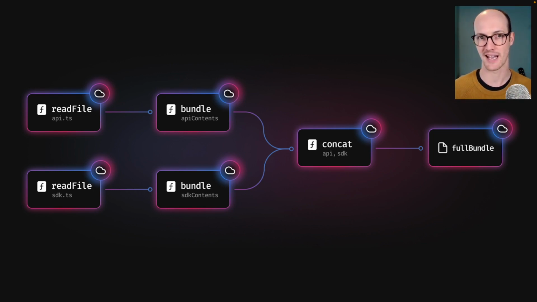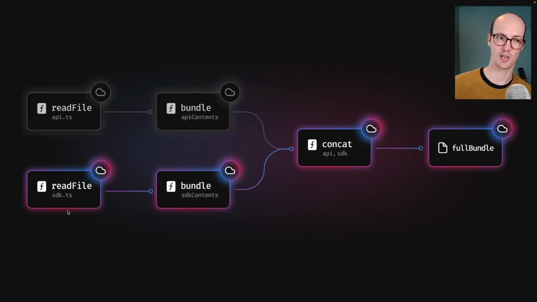But what Turbopack does is that it remembers what each function was called with and what it returned. So on the first run, it reads a bunch of files, bundles them together, concatenates them, and remembers all of the outputs. Then the next time it runs, let's say you've changed sdk.ts, it knows that it needs to read sdk.ts again, needs to bundle it again, needs to concatenate it again, and full bundle it again.